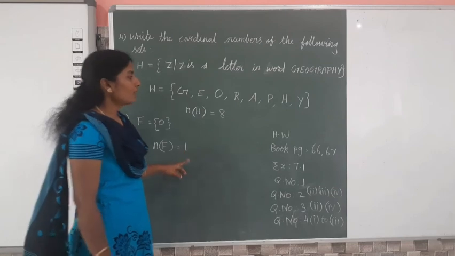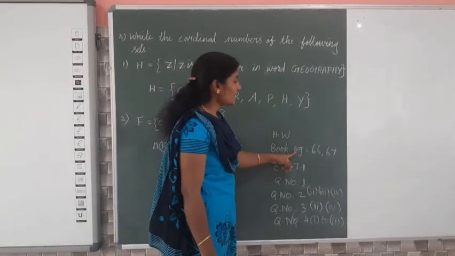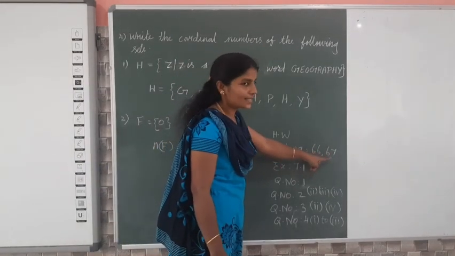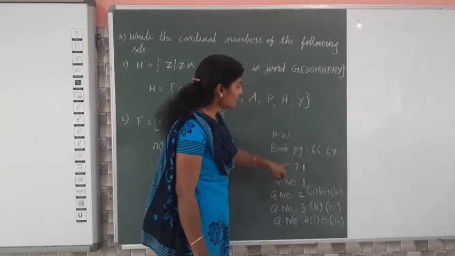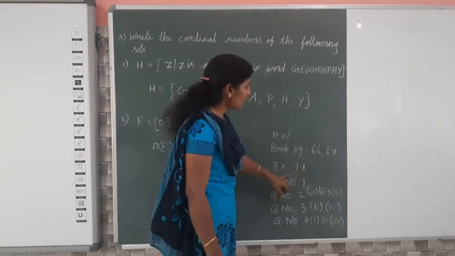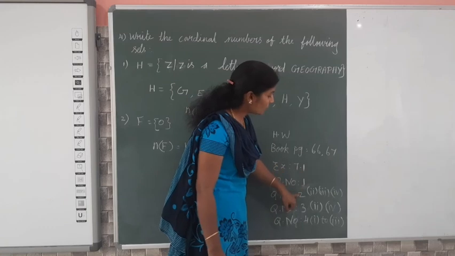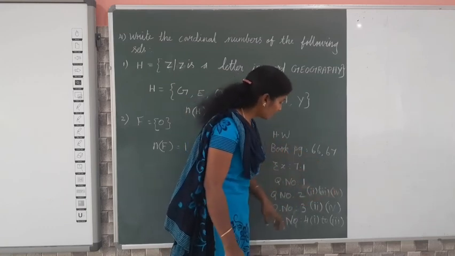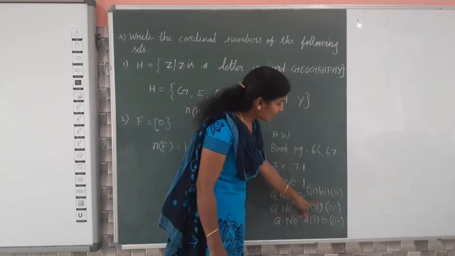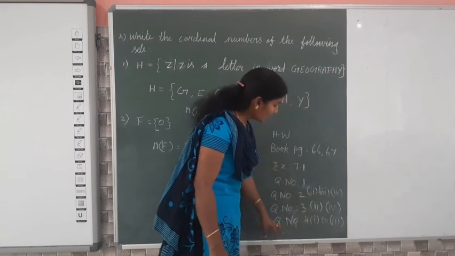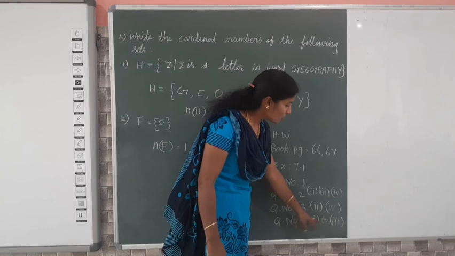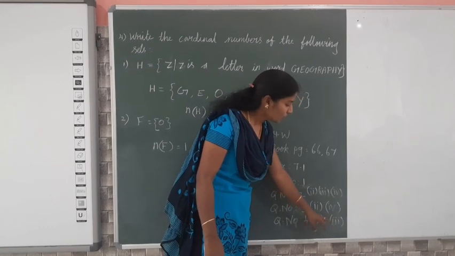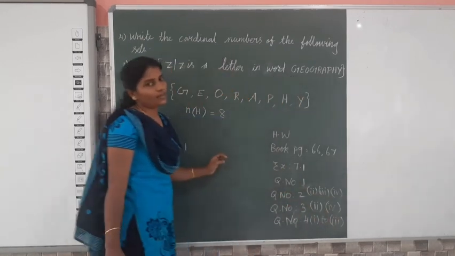Okay. Now, today's homework, book page number 66 and 67. Exercise 7.1, question number 1. Then question number 2, we have 3 questions: second one, third one and fourth one. Then question number 3, second one and fourth one. Then question number 4, first 2, 3. These are the homework, okay?